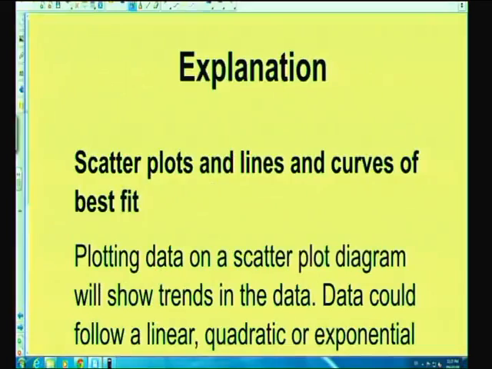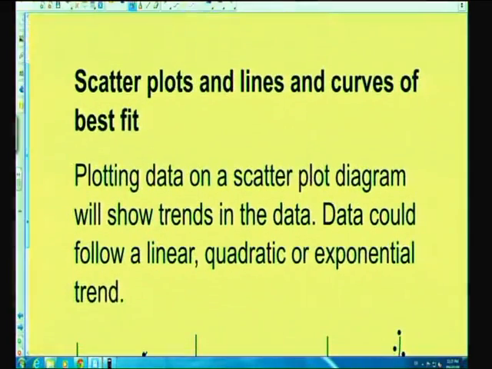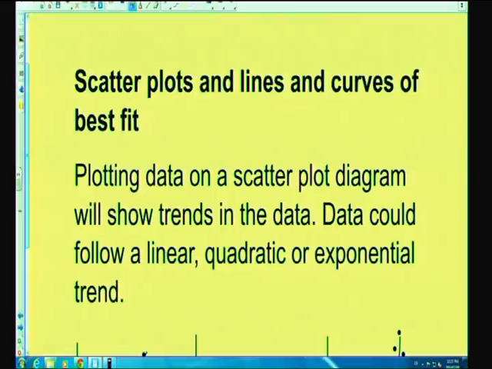Right, and then we have what we call the scatter plots, and that is lines or curves of best fit. Now, of course, if you do any of your other subjects, like your biologies or life sciences, as they call it, or your geography, that's where you would hit these things as part of the normal work there. But of course, in mathematics, we do it as well. So that would be plotting data on a scatter plot diagram that shows a trend in the data. Data would follow either a linear, a quadratic, or an exponential trend.